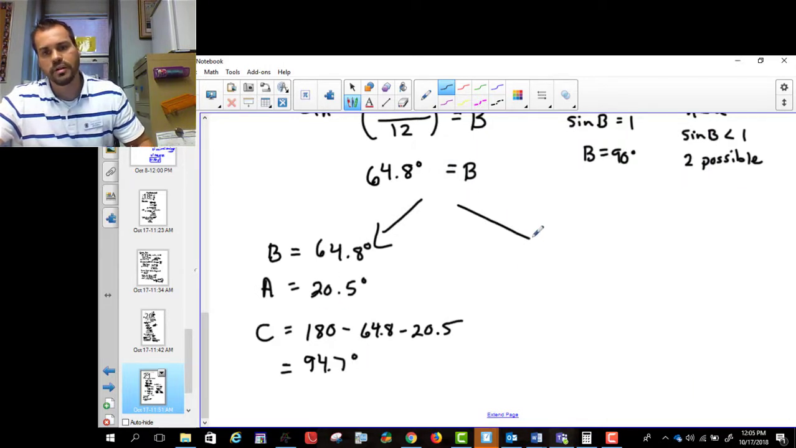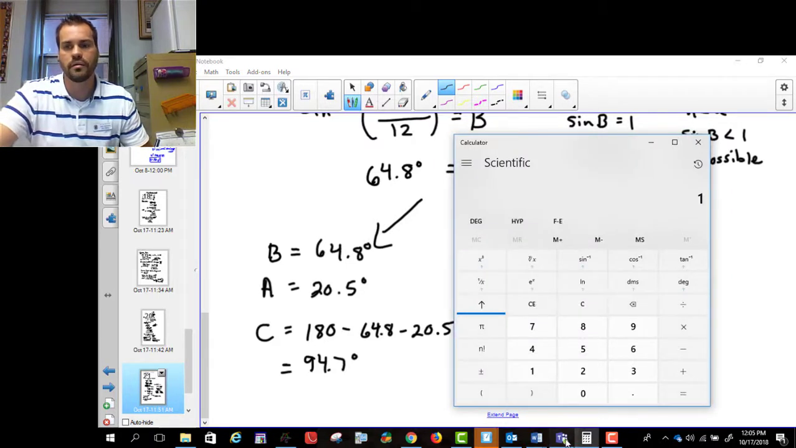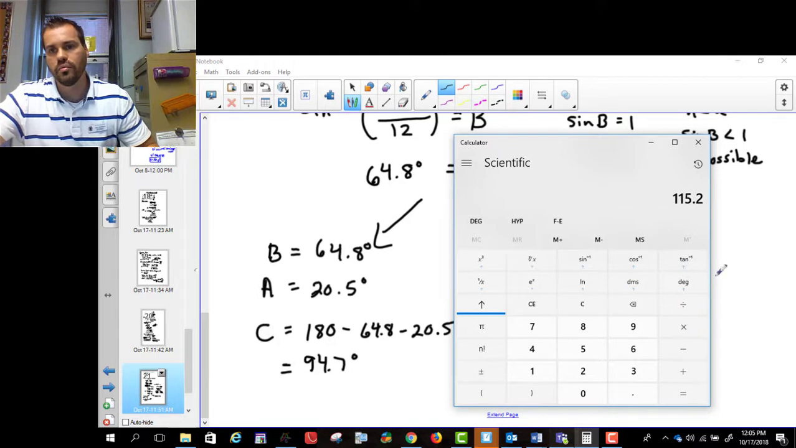The other possibility is that B is 180 minus 64.8. And if we get that one, 180 minus 64.8 is 115.2.